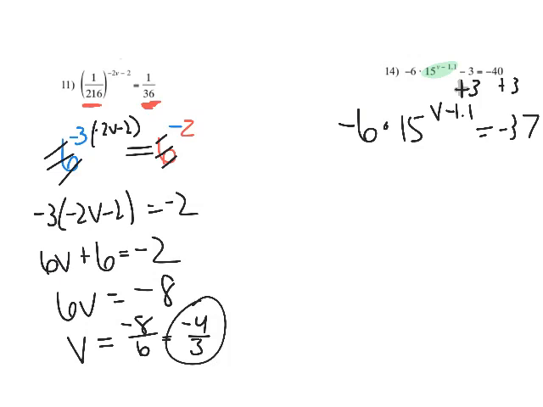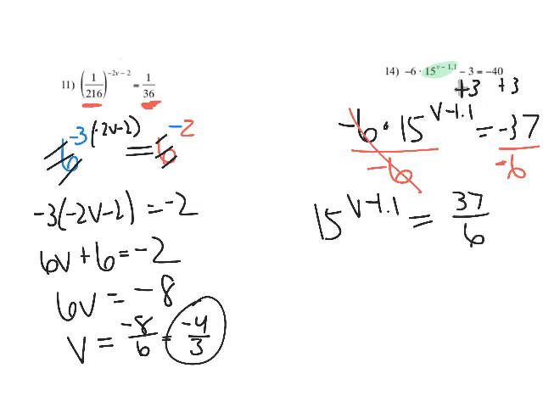You are not allowed to multiply these two together. Guys, the v minus 1.1 is attached to the 15. You're not allowed to multiply by negative 6. So ultimately what you're going to do is divide by negative 6. That's going to cancel out, and I'm going to have 15 raised to the v minus 1.1 equals negative 37 over negative 6. I am not actually going to get a decimal. I don't care what that decimal is right now. I only care that a negative divided by a negative is a positive, so I'm going to rewrite it as 37 over 6.